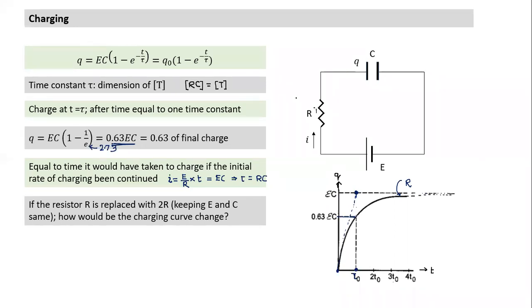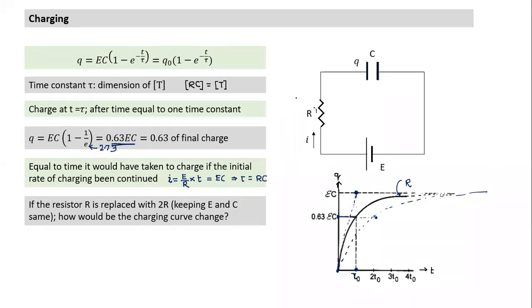Earlier it was charging in some time. Now the time constant has become double. What does it mean? How much time will it take to acquire a charge equal to 0.63 EC? It will now take more time. The curve will pass from here, not from here. The second curve will pass from this point. How would the shape of the curve look? That's the shape. Less slope. What is happening now? It is taking more time to get fully charged.